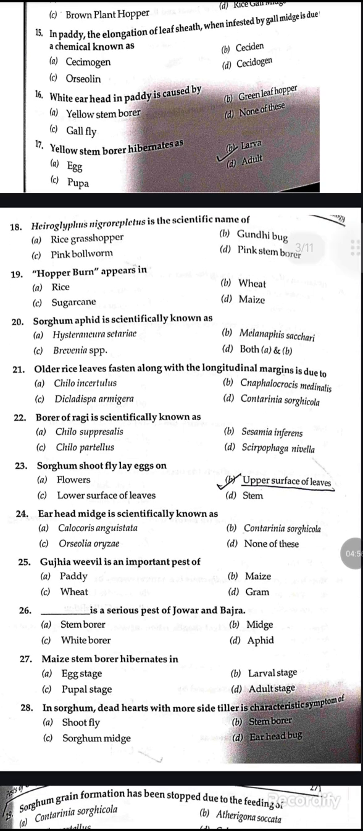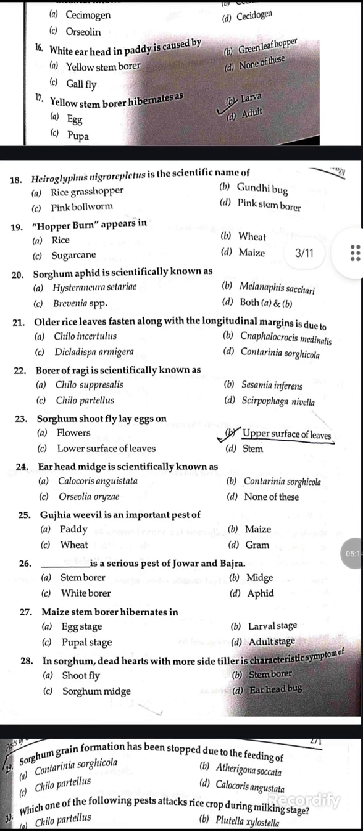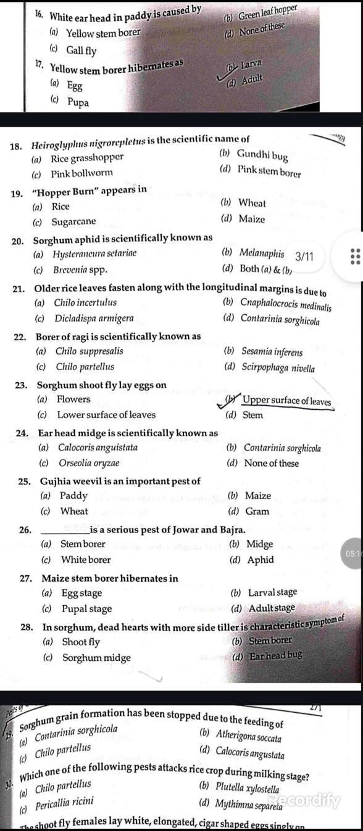Earhead midge of sorghum, that is the sorghum pest, Calocoris angustatus. Then Gujia weevil, Gujia. We all love Gujia. The Gujia weevil is an important pest of wheat. Which is the serious pest of jowar and bajra? The answer is option B.